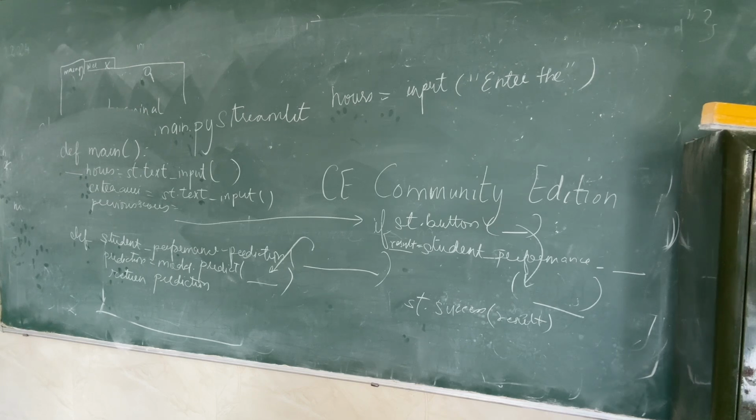If st dot... No, that was already there, but okay. Your first task is to fix this. What is going to happen when this function is called? The model will predict, and it will save the prediction in a variable called prediction. So first, you have to do this.